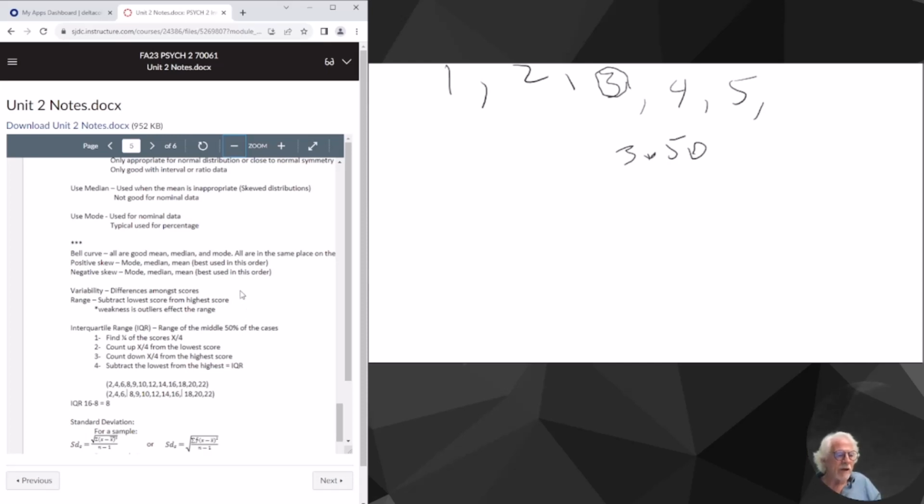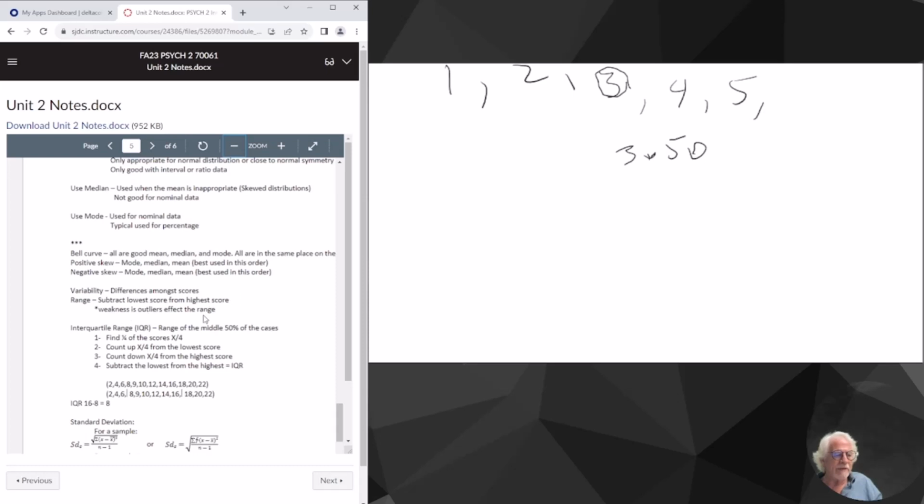Now we're going to talk about variability, or really the word we use the most is range, right? And so literally, you would subtract the lowest score from the highest score, and that's what we call the range.